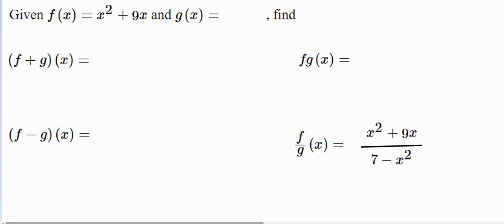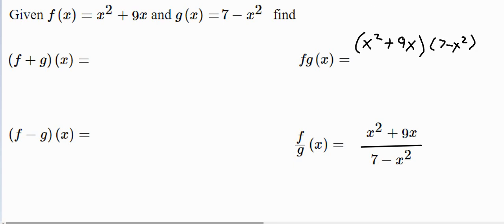The next one, f times g. It doesn't tell us to write it in standard form, but if it doesn't, you don't have to. So this is really just going to be x squared plus 9x times, make sure you have this in parentheses, 7 minus x squared.